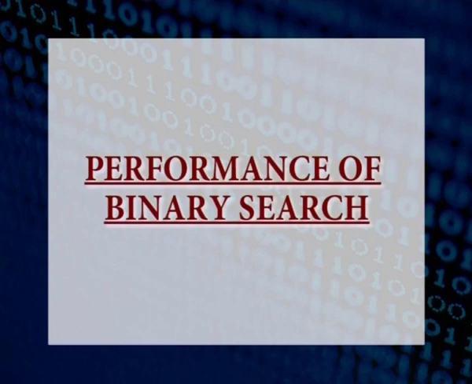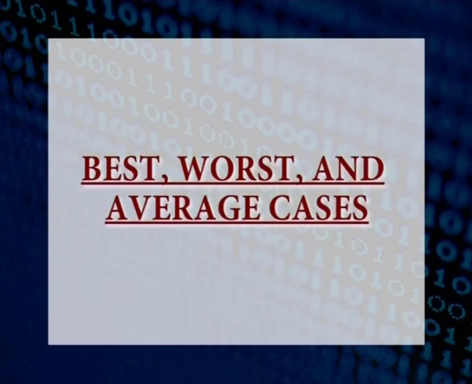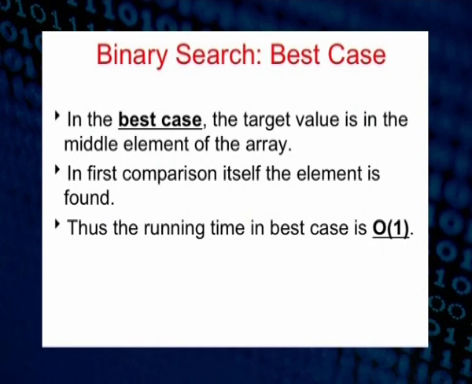Performance of binary search: best, worst and average cases. In the best case, the target value is in the middle of the array. In the first comparison itself, the element is found. Thus, the running time in the best case is order 1.